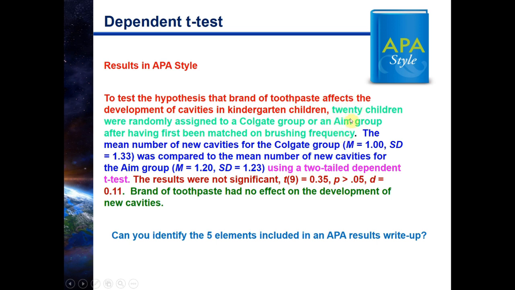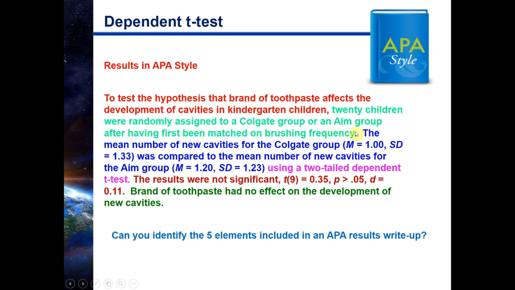Now, this next thing is just procedural detail. It's not one of the 5 elements. It's just procedural details so that the reader, again, will understand why a dependent t-test was justified. 20 children were randomly assigned to a Colgate group or an AIM group after having first been matched on brushing frequency. Okay, so now they understand that I used a matched design.